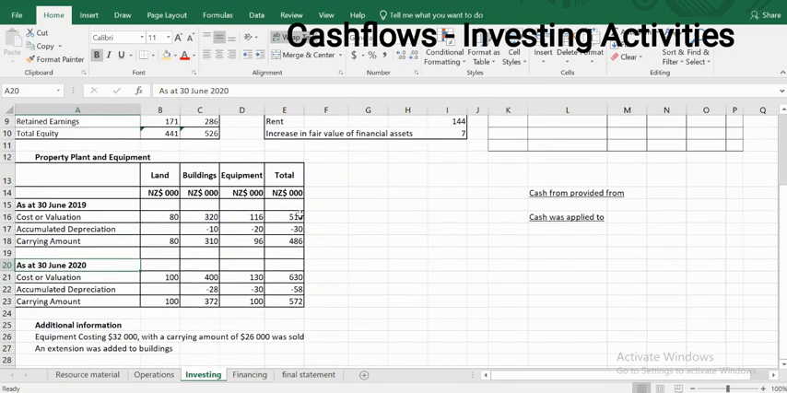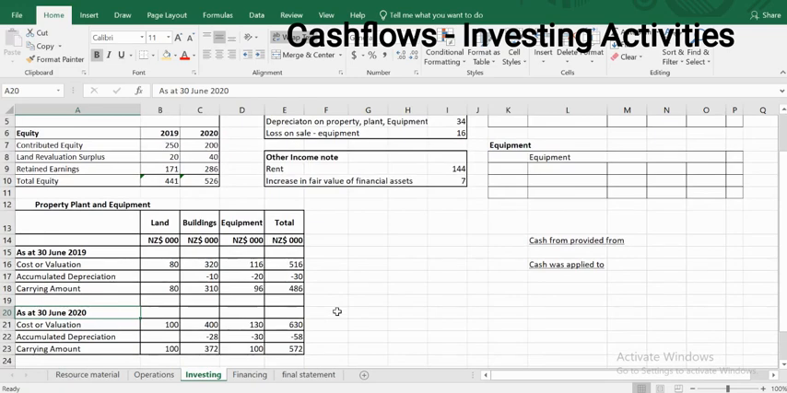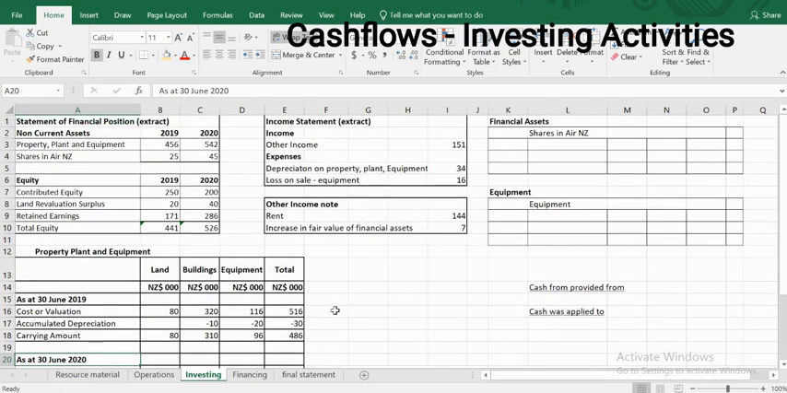For that, we go down to our property, plant and equipment note, and we're going to look at each asset separately. The first one is land, and we can see in 2019 it was valued at $80,000, and in 2020 it was at $100,000. So there's been a $20,000 increase. So we just need to check down the bottom to see if it says anything about land. No, it doesn't. And then we also need to think about how land might increase.